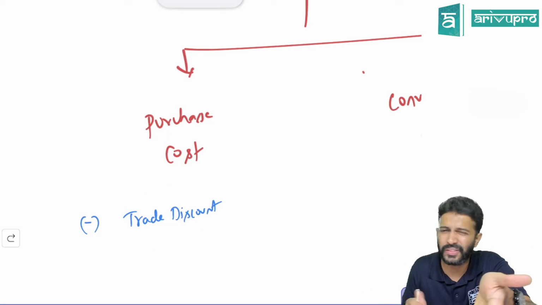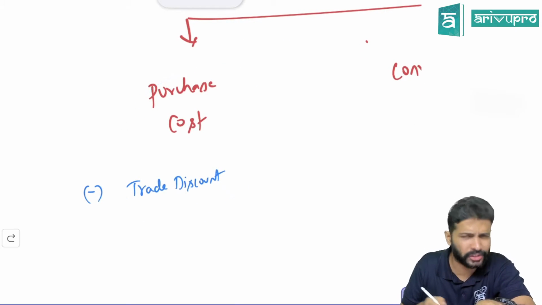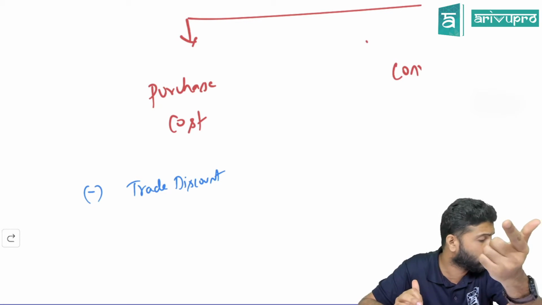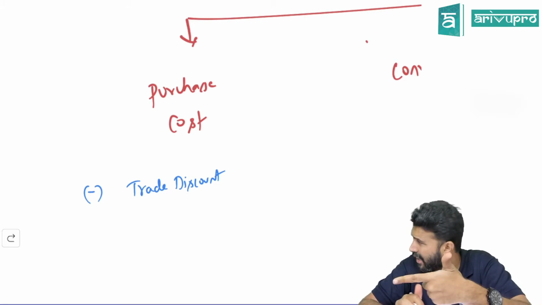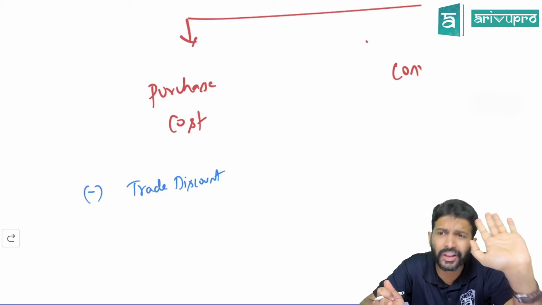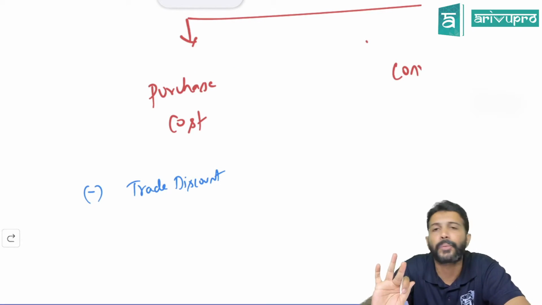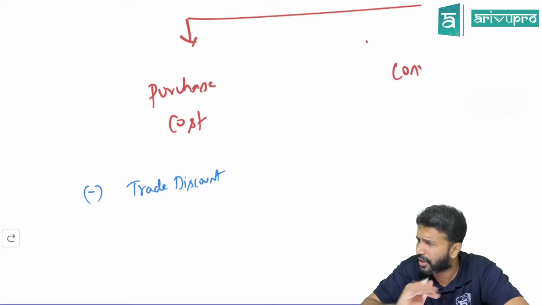Trade discount. If there is any trade discount given, we already know this. For trade discount, we do not pass any journal entry. It is directly reduced from the purchase price or selling price, depending on how the discount has arisen. So if there is any trade discount, reduce it. Okay, everyone, if it is given in the problem, consider it.